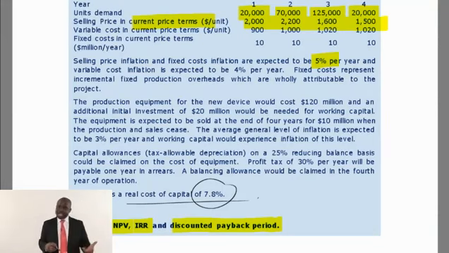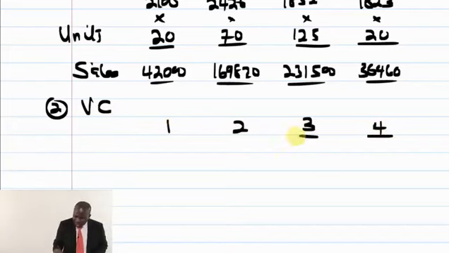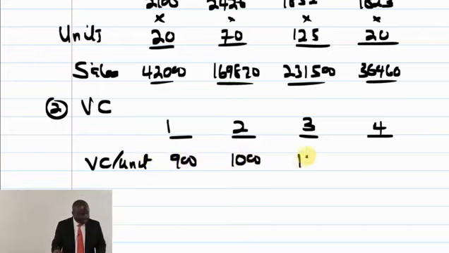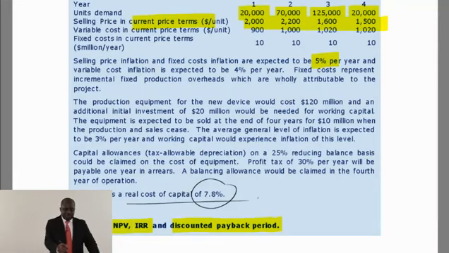Variable cost is also in current price terms, so we can follow the same principle as we did for sales. So I go down there quickly, and I will say workings 2 is on variable cost. Year 1, year 2, year 3, year 4. What will be the variable cost per unit? The question gave to us 900, 1,000, 1,020, and then 1,020. We also have to inflate the variable cost. What is the question saying about inflation and variable cost? The question is saying inflation is 4%.